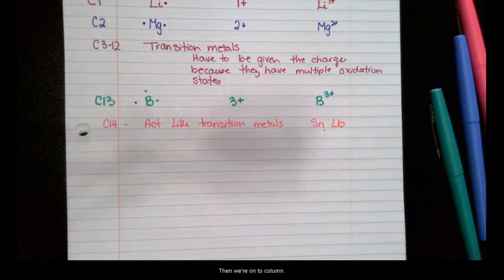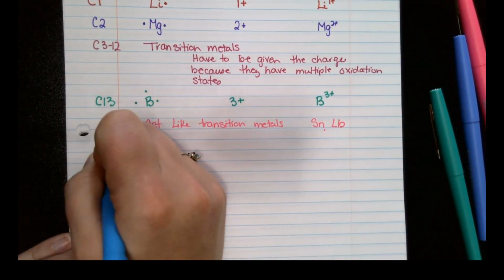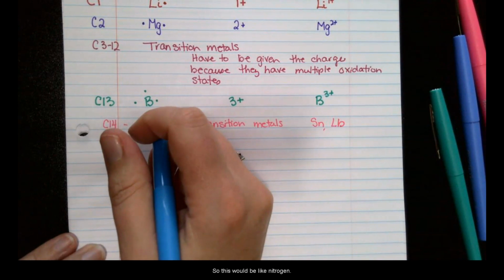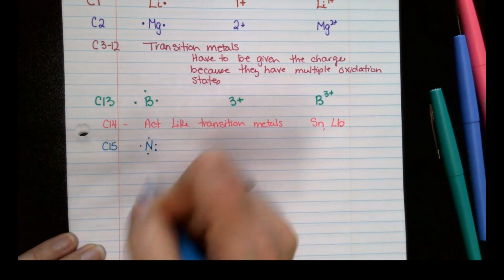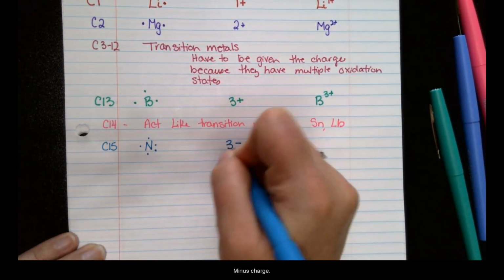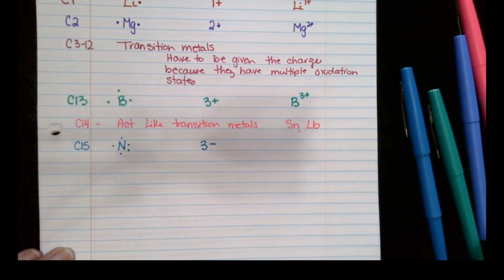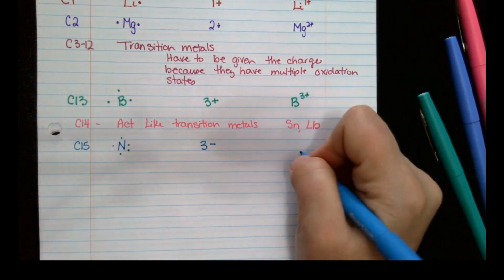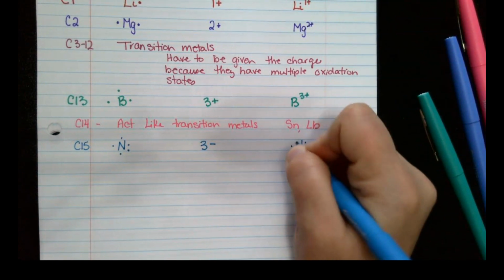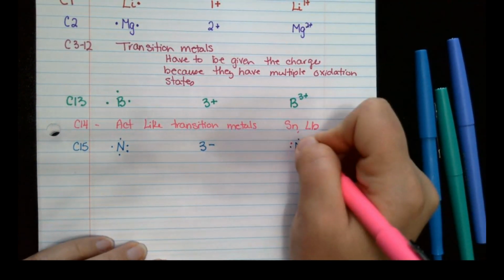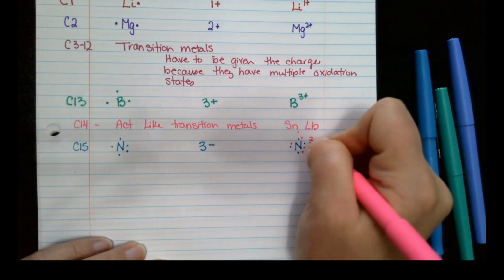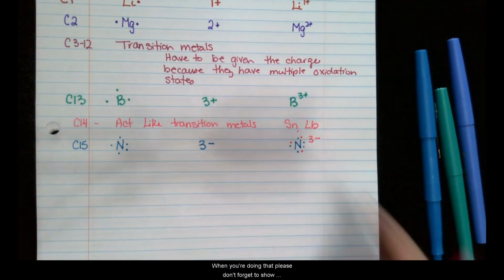Then we're on to column 15, which has 5 valence electrons. So this would be like nitrogen. So 1, 2, 3, 4, 5. It has a 3 minus charge. So it's going to have that 1, 2, 3, 4, 5 in the Lewis dot. And the big difference now is that you're gaining 3 electrons, 1, 2, 3, to fill in that octet. And when you're doing that, please don't forget to show your 3 minus charge.